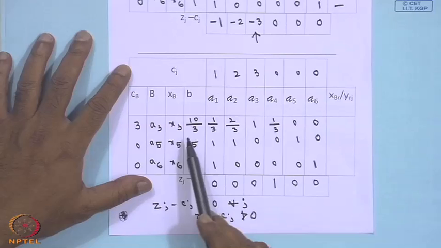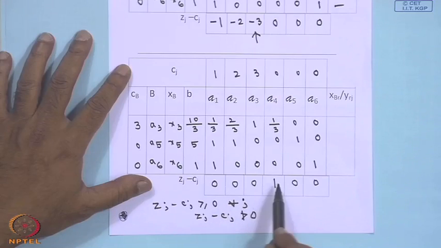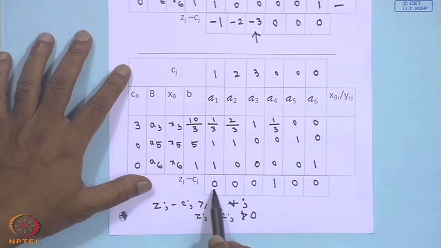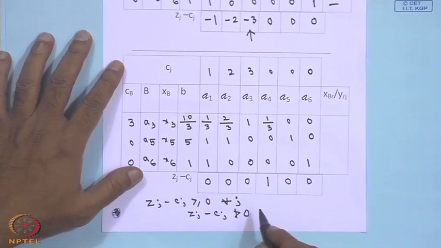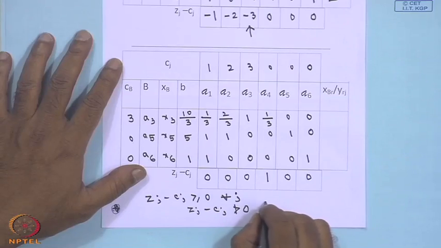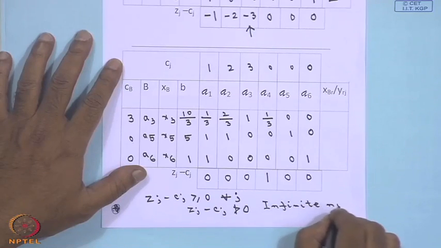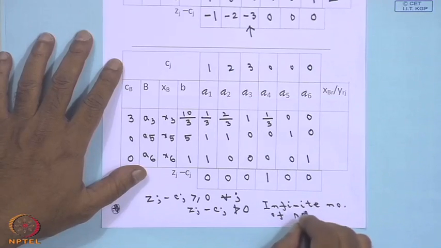Here basic variables are A3, A5 and A6, non-basic variables are A1, A2 and the other one, A4. Zj minus Cj for A4 is greater than 0, but for the non-basic variables A1 and A2 it is equal to 0, not greater than 0. Therefore, as per theory, you will not obtain the unique solution, but in this case you will obtain an infinite number of solutions.